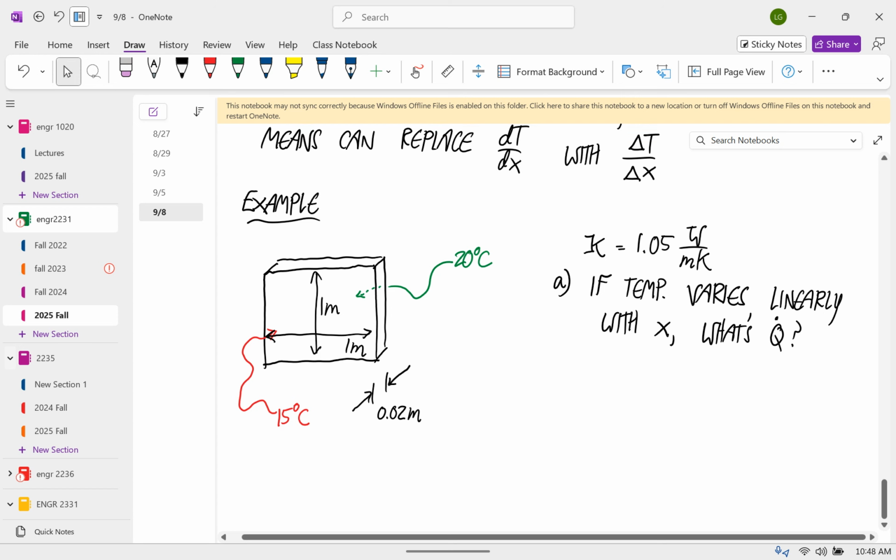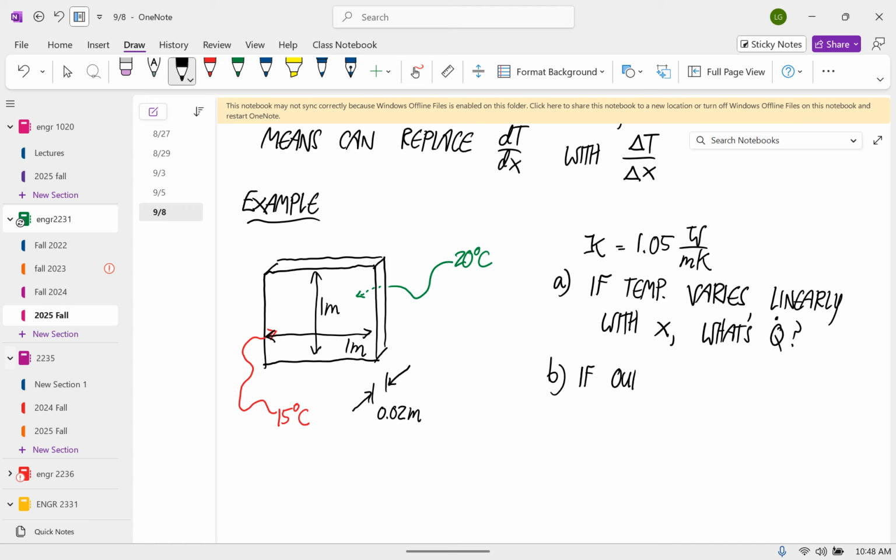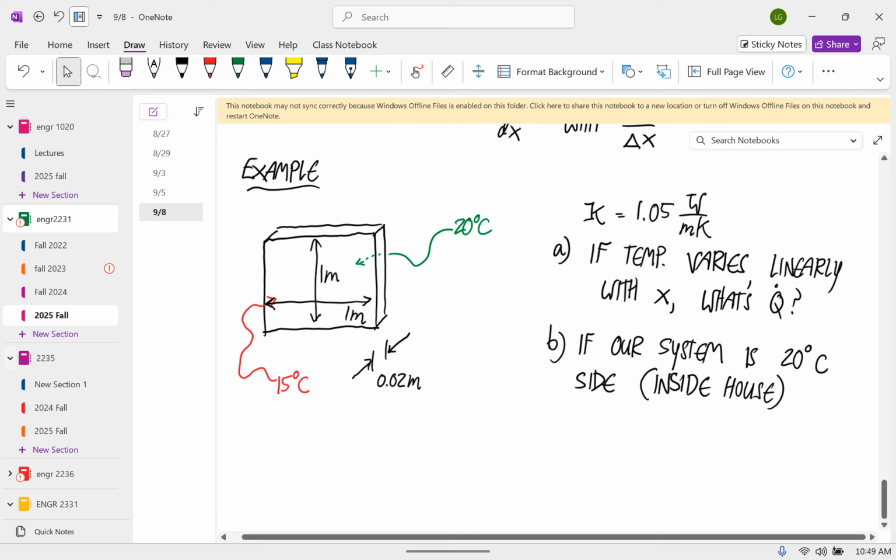And then second, if the system that we're isolating is the 20 degree Celsius side, you could think of that as on a cold day, this is inside the house. What's the Q dot that you would have to use for the differential first law?